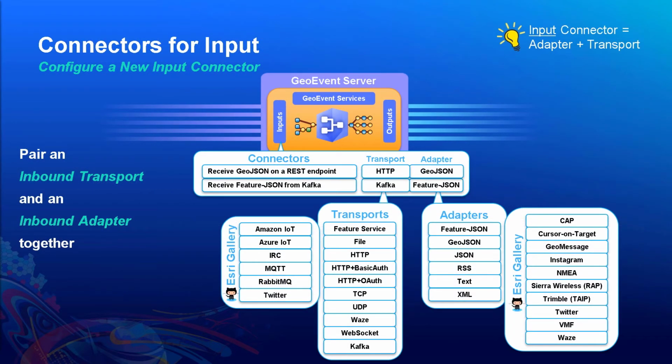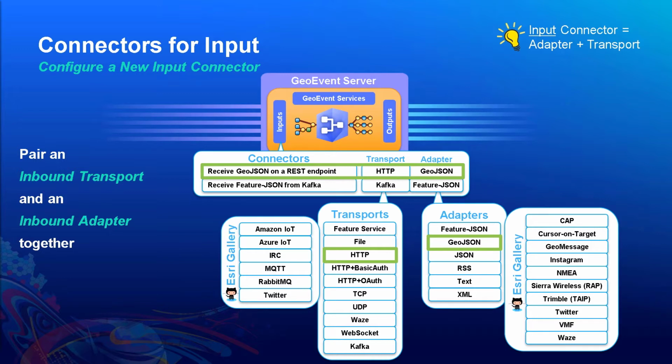This slide illustrates how an input connector is created using available transports and adapters. For example, the received GeoJSON on REST is composed of an HTTP inbound transport and a GeoJSON inbound adapter. It is important to note that you can create new connectors that are not part of the core offering by combining the existing transports and adapters. You can do all of that in the GeoEvent Manager UI without writing any custom code.